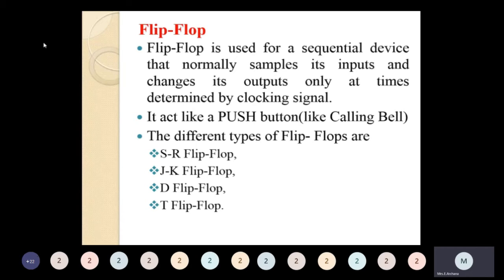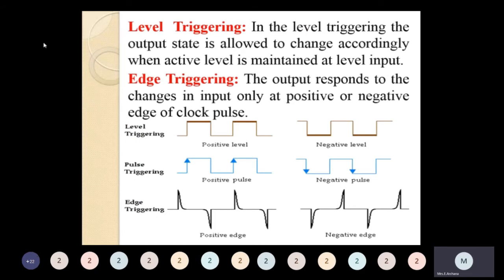So there are four types of flip-flops: SR flip-flop, JK flip-flop, D flip-flop, and T flip-flop. SR flip-flop stands for set reset flip-flop, JK is Jack and Kilby flip-flop, D is data flip-flop, and T is toggle flip-flop.